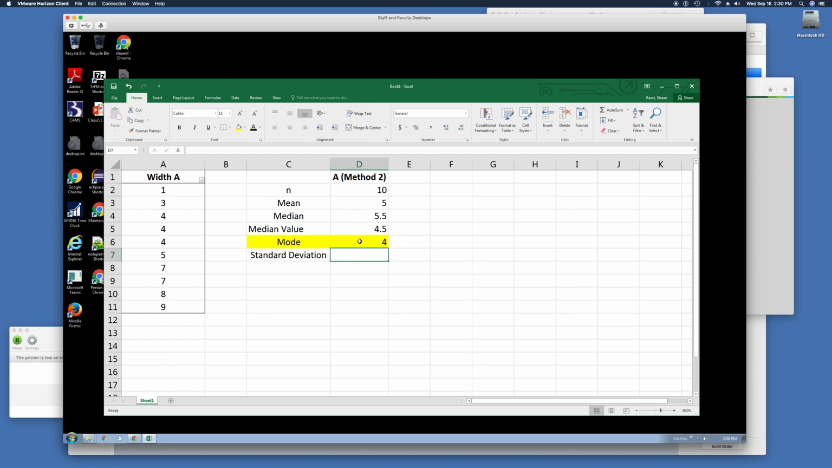So in this case, we have the mode is 4. We have three observations that are of the value 4, and so that's the most popular of all of these values. So that's how we determine the mode. And that's it. It's that easy.